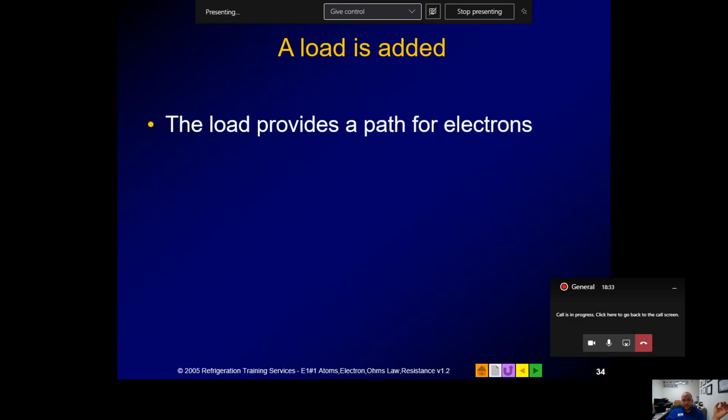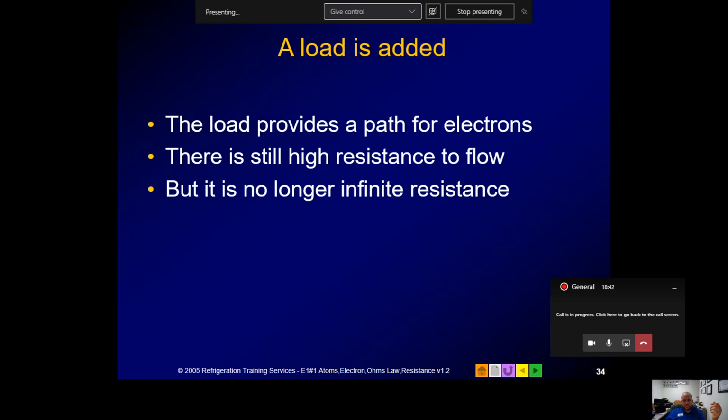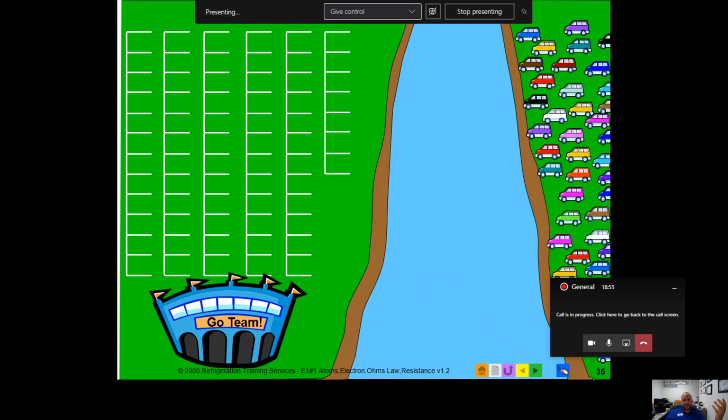All right, so what if we add a load? What if we add some sort of path? We add a light bulb, for example. So the load provides a path for the electrons, a place for it to go, a place for it to become consumed, or work to be done. There's resistance to flow, but it's no longer infinite resistance. So now it has a number, it has a value.